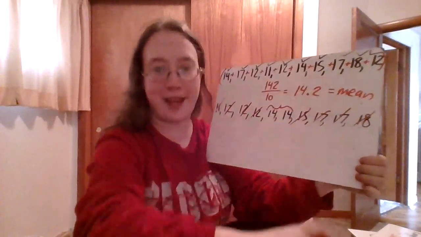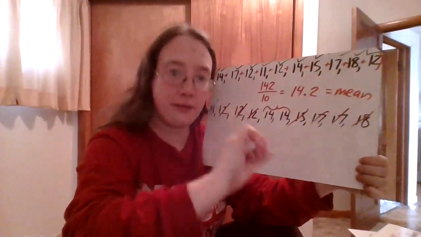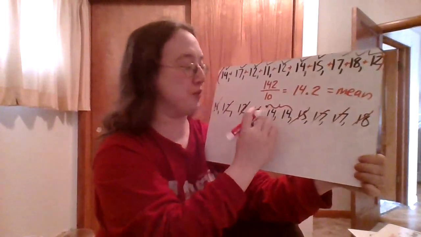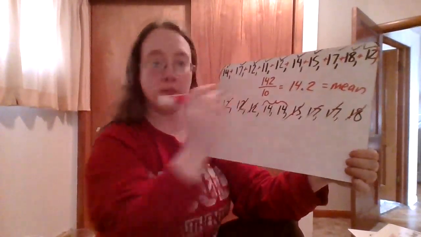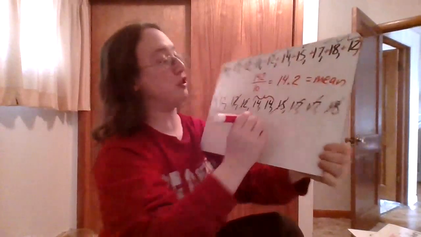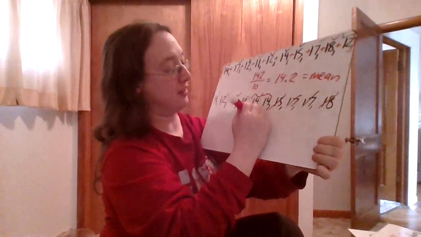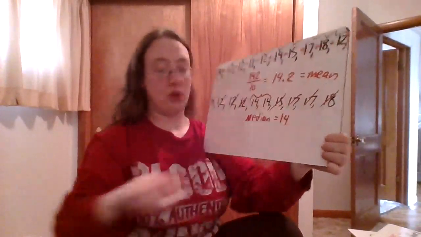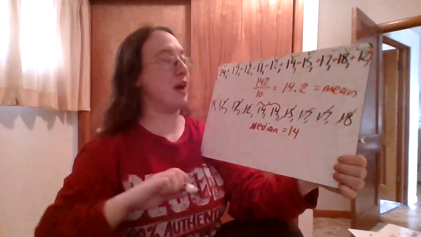Now this time they happen to be the same number. If those were 2 different numbers, then we want to go through and find the average of those, so take those, add them, and divide by 2. But if they're the same number, then we don't have to do that, so our median is 14. Okay, so that's our mean. That's our median. Now we want our mode.